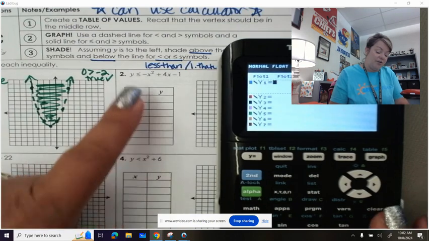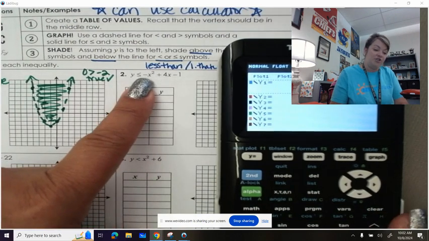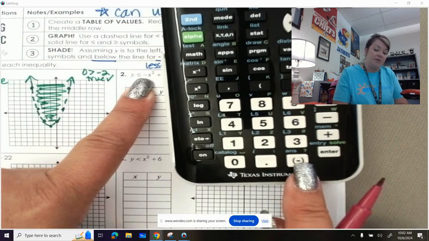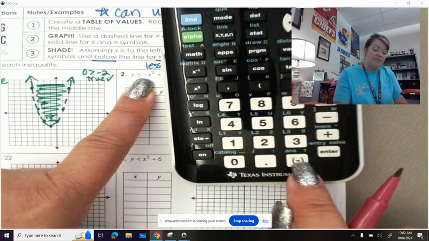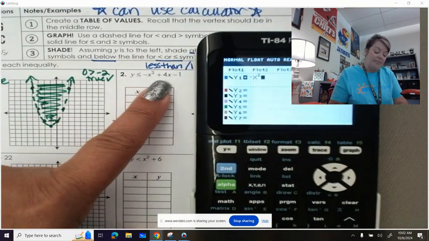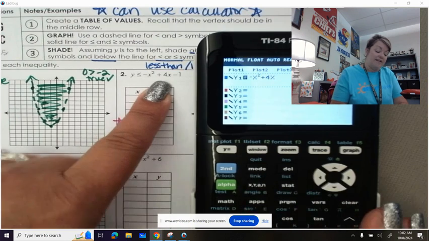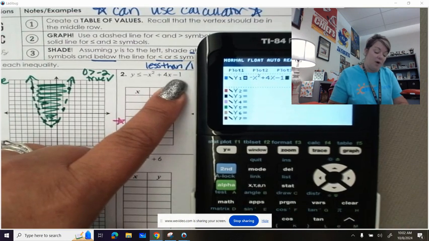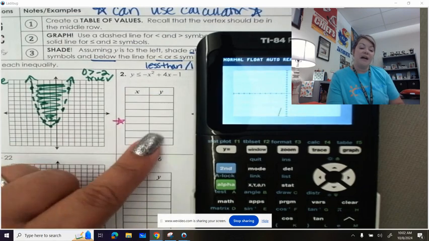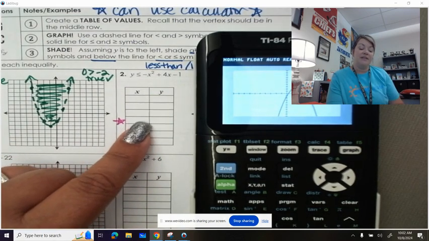I told you guys you could do these in the calculator. So be sure when you type in this negative x squared, you use the negative at the bottom. Don't use the subtraction. When you do negative in the front, you have to use the negative. So negative x squared plus 4x, and now it is subtraction, so minus 1. So here's my parabola. I know it opens down, and I know my y-intercept is at negative 1.